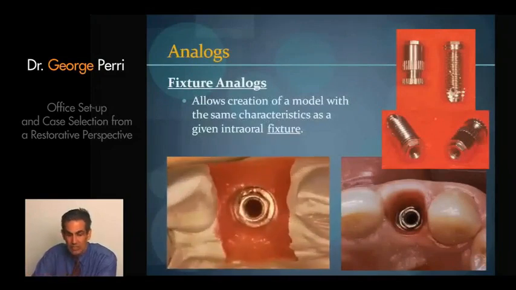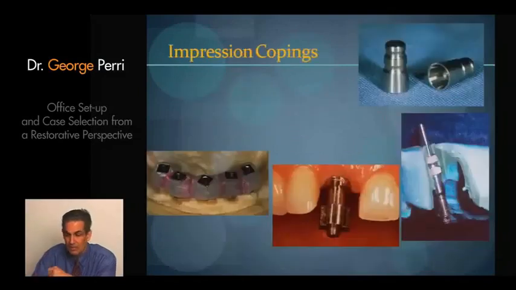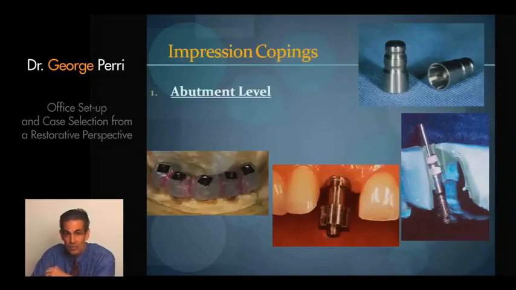When we have those things, we can generate a very accurate model that will predictably allow us to achieve that restoration, that will fit the same on the model as it does in the mouth. Now, we need to think about ways that we can transfer the relationship of the implant intraorally or the abutment intraorally into our model. To do that, we use impression copings, is probably the standard term. We can take impressions with these copings at the abutment level. If we choose to use a multi-unit abutment or a snappy abutment, we place them intraorally. We then need to take an impression at the abutment level.